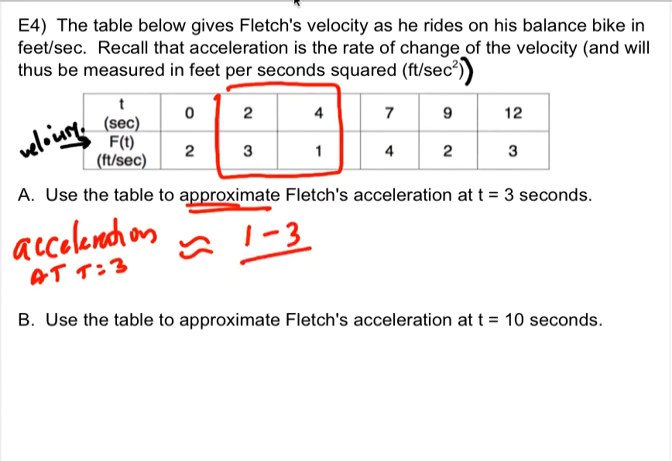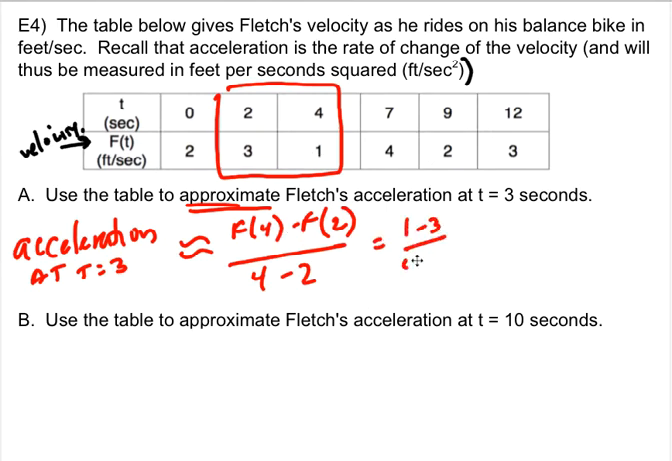and actually let me make it a little clearer what I mean by this, right? So it would be f of 4 minus f of 2 over 4 minus 2, right? So that's where I was getting the 1 minus 3 over 4 minus 2, right? So it's -2 over 2, or -1 foot per second squared.